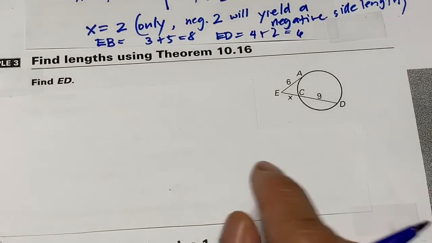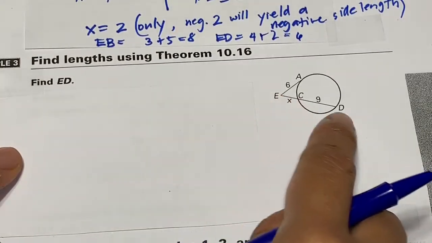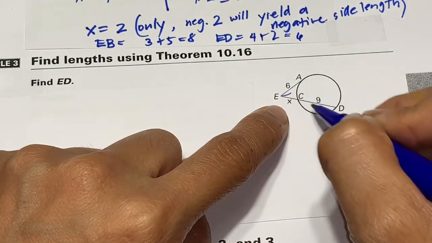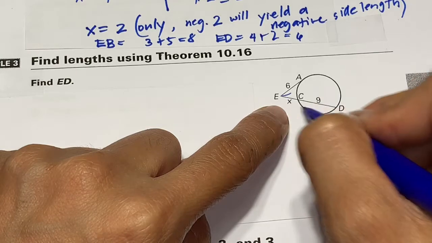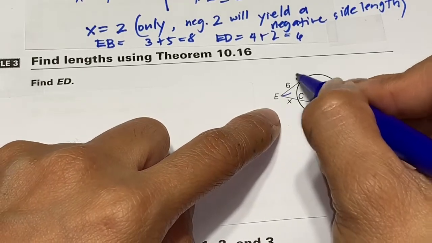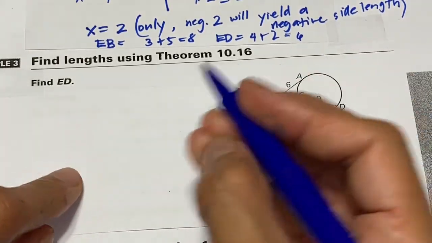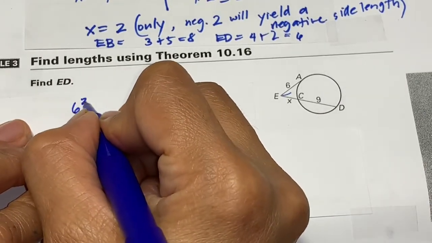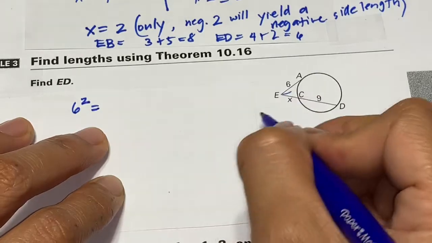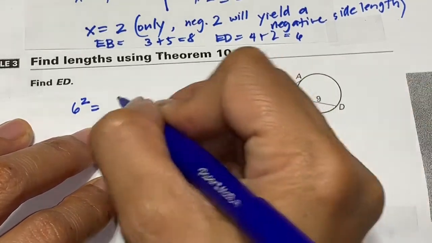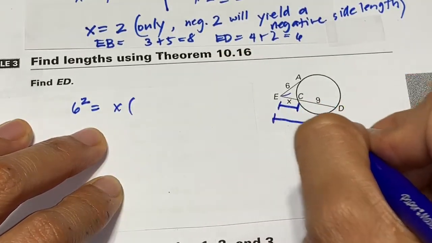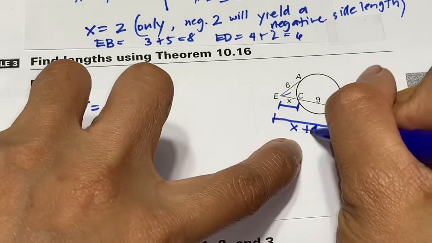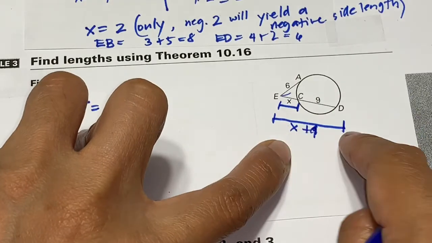Next one, find ED only, but we have to set it up first. So here you have a tangent segment and a secant segment. So if it's tangent, there's only an outside piece, so you multiply it to itself. So that is 6 squared, or 6 times 6, equals an outside piece, which is x, times the whole, which is x plus 9. If that's x, that's 9. That's x plus 9 together.